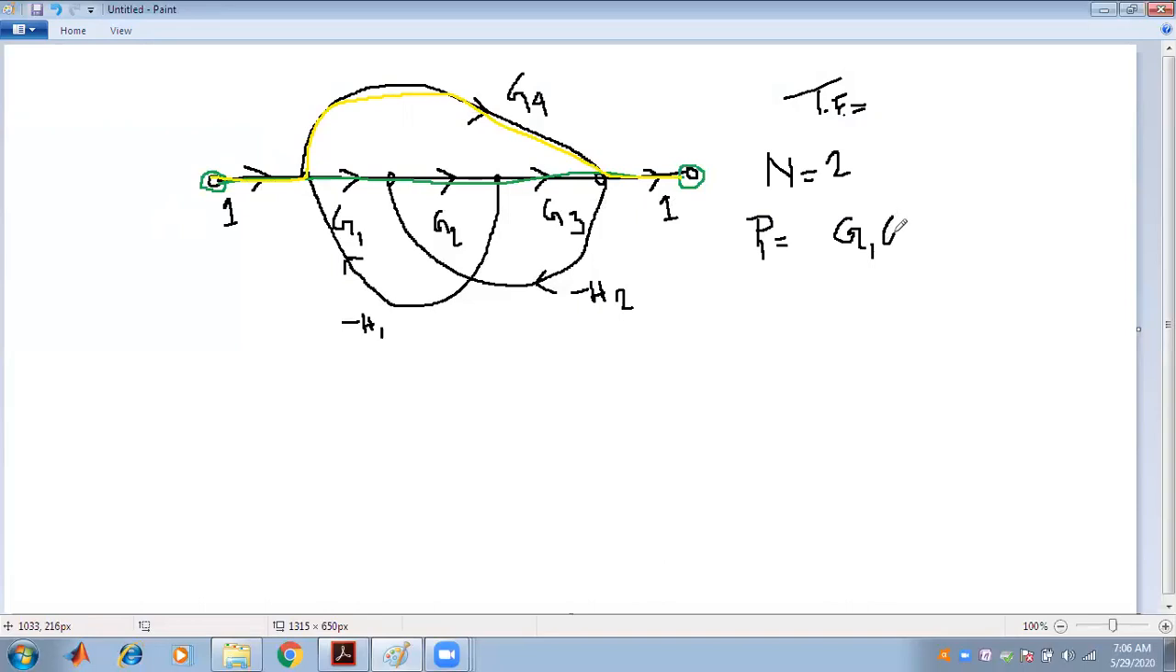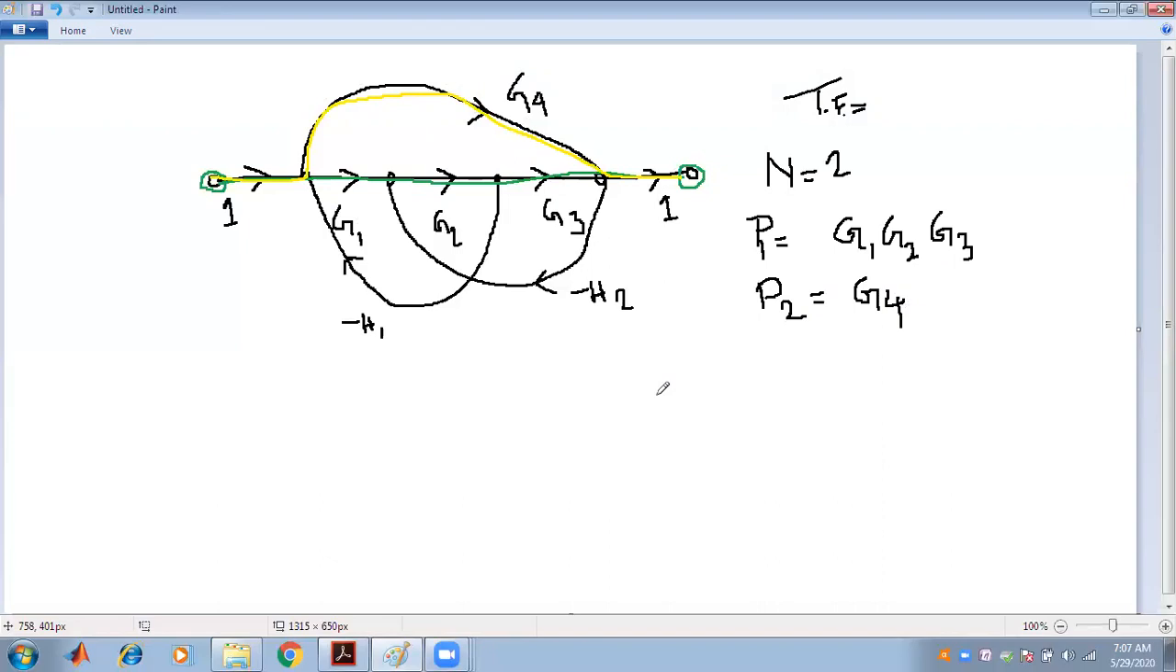G1, G2 and G3 give the gain of the first forward path. Now we will concentrate on the second forward path. What is the gain P2 of the second forward path? It is given by 1 into G4 into 1, that is G4. That is the gain of the second forward path.